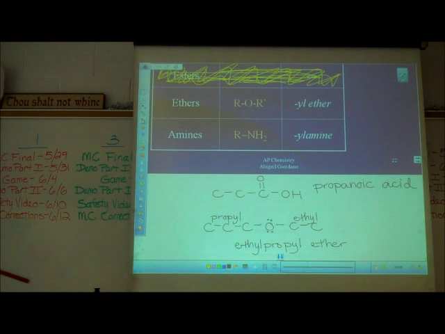Okay, I'm going to make one little change to this ether, and you tell me how the name would change. You have two of the same thing on either side. Yep. Diethyl ether.